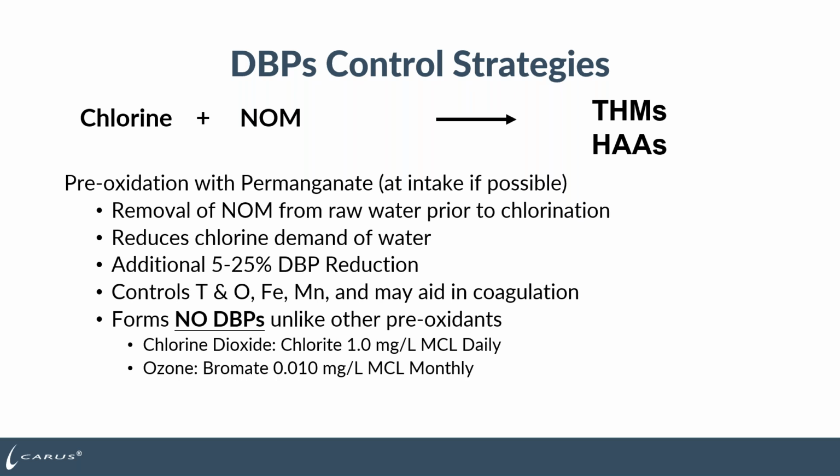A lot of plants that feed chlorine dioxide are trying to target below 0.8 milligrams per liter so they don't have a violation. In the case of ozone, you have a monthly MCL for bromate. That's formed from ozone reacting with bromine in the water, so that's another thing that you would test for. So if you do choose a different preoxidant than permanganate, they will work to lower your disinfection byproducts, but there are some additional things that you need to test for, some additional disinfection byproducts.